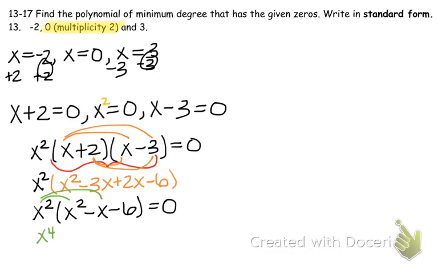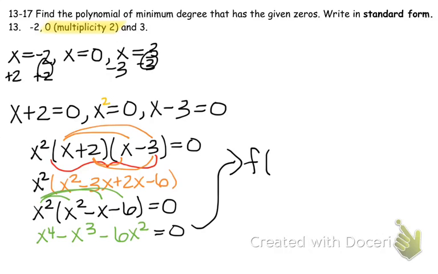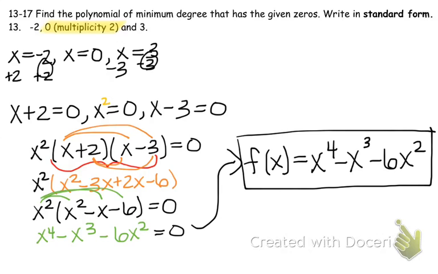x squared times x squared is x to the fourth. x squared times negative x is negative x cubed. And x squared times negative 6 is negative 6x squared. And set that equal to 0. So that means that this is actually our polynomial function in standard form. So I'm just going to write it with an f of x notation, and we are done.